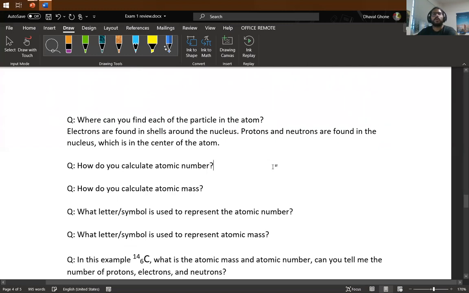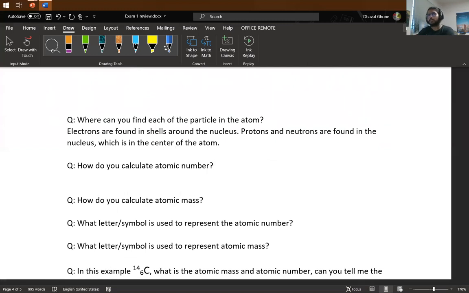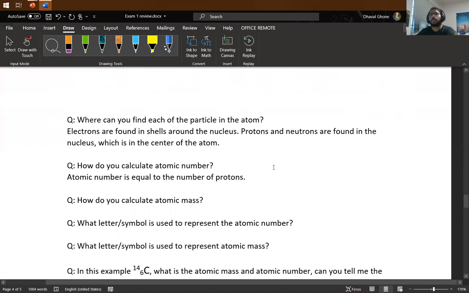Okay. How do you calculate the atomic number? So to calculate the atomic number, you can say the atomic number is equal to the number of protons. Okay. I could also ask you that if in a neutral atom, protons and electrons have the same number, why can't we say atomic number equals the number of electrons? That's because atoms tend to give or take electrons and form ions.